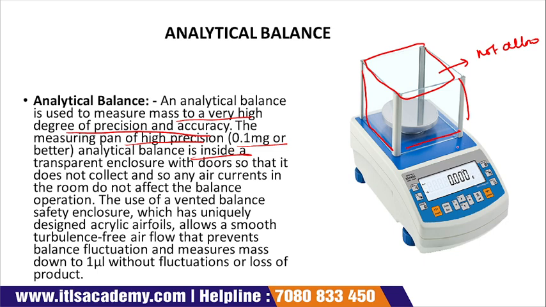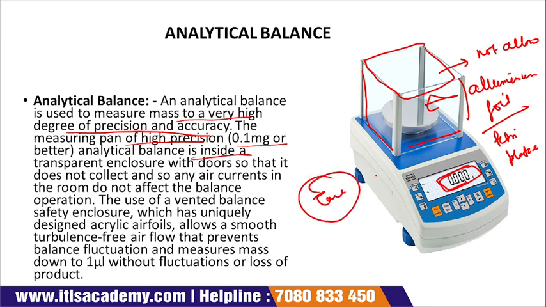How do we use the analytical balance? See, when we switch on the button here, the value shown is 0. Now we put our aluminum foil, or maybe sometimes a battery plate, and tare the weight to 0. There is a button, tare, which converts the aluminum foil weight or battery plate weight into 0. Now we put the sample into it, and after putting the sample, we close the door and wait for equilibrium.